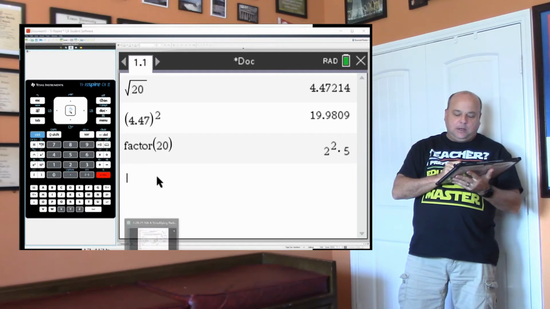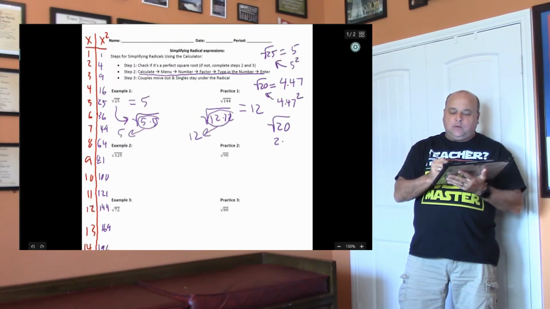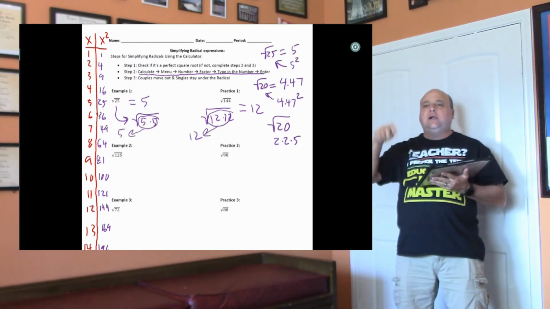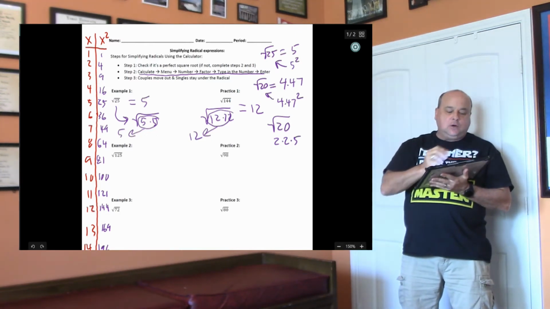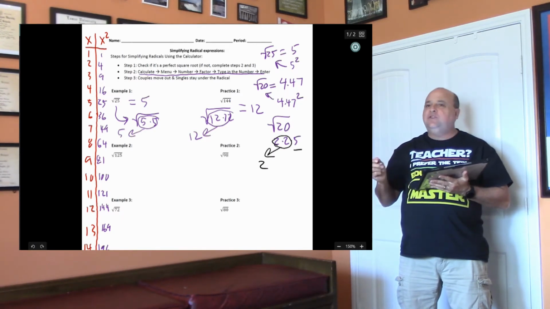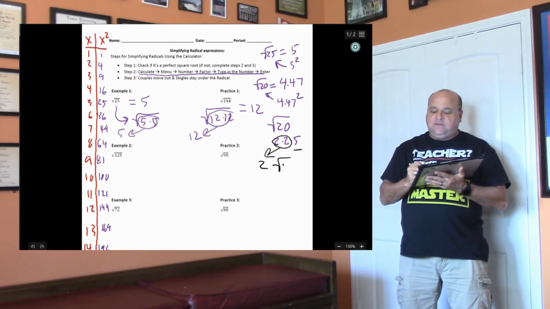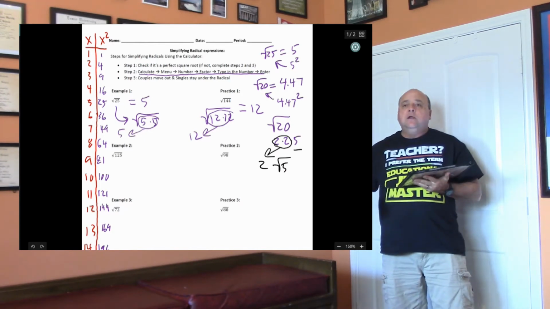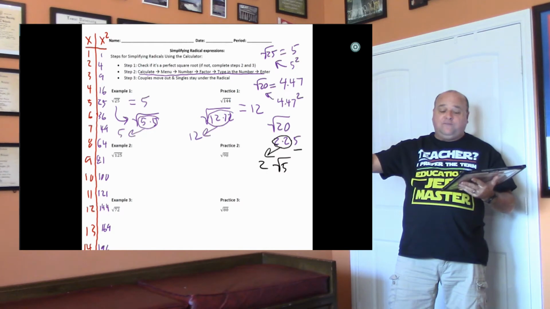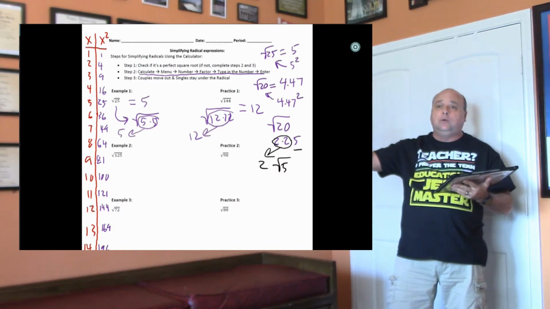So watch what I'm going to do. I'm going to go to this 20 and write down 2 times 2 times 5. Now then, which number can I circle a pair of? I could circle a pair of 2's, can't I? The 2 goes out, but the 5 is not circled, is it? So the 5 stays in. So to simplify the square root of 20, I'm not going to make it 4.47. I'm going to make it 2 square root of 5.